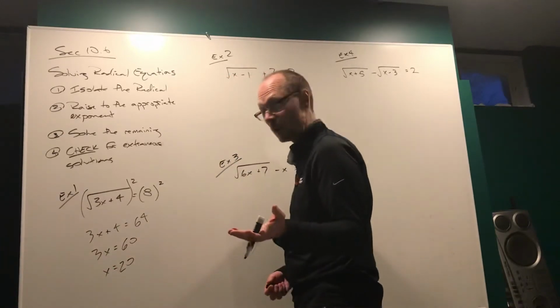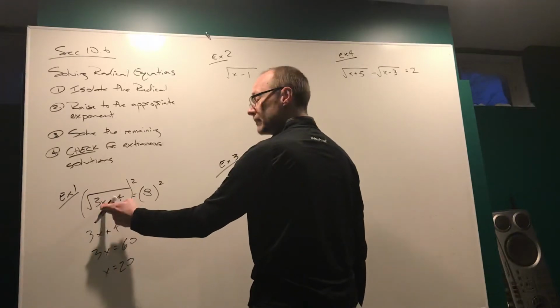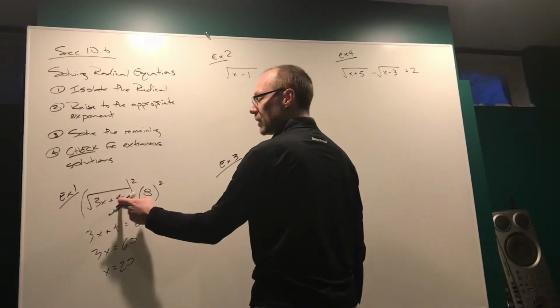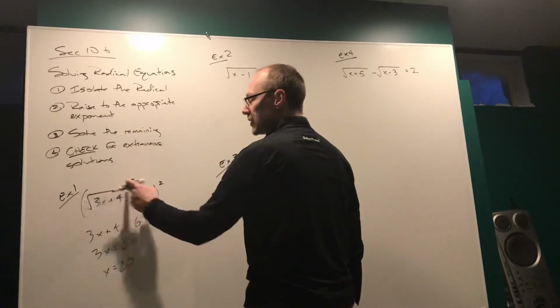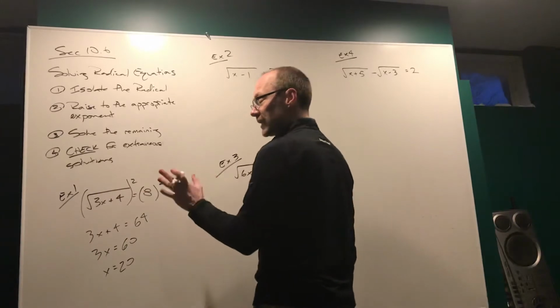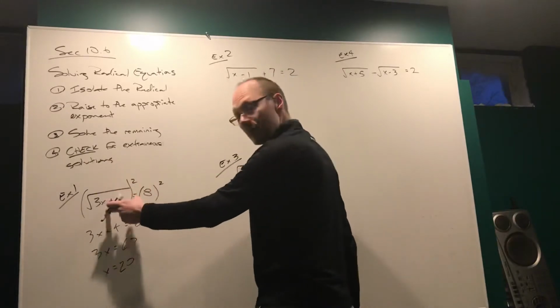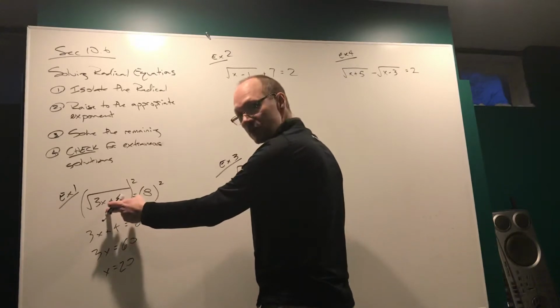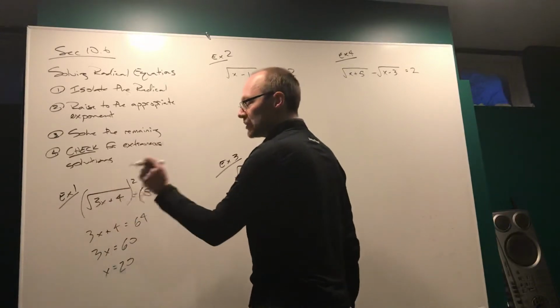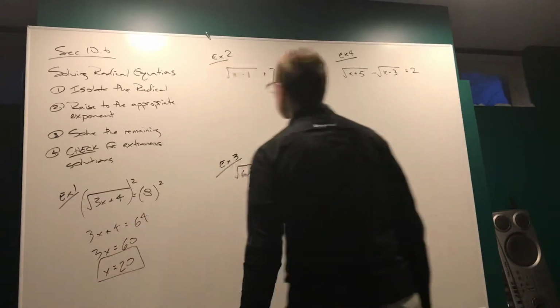I think that works. Let's put 20 back in here to make sure. What is 3 times 20? 60. What's 60 plus 4? 64. What's the square root of 64? That's 8, and 8 equals 8. You notice I didn't say plus or minus 8 when I square rooted, because the problem had the square root. I didn't introduce the square root. You only use plus or minus when you introduce the square root. So this checks out, so that is my solution.